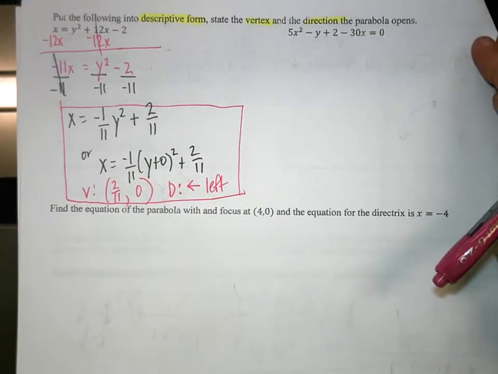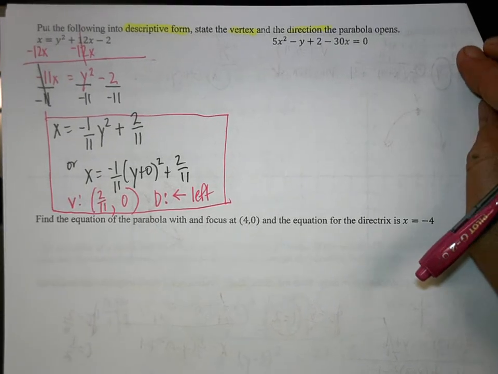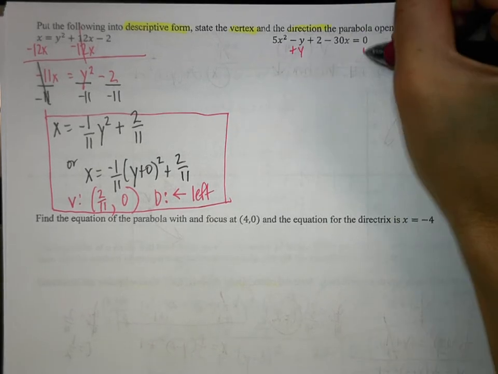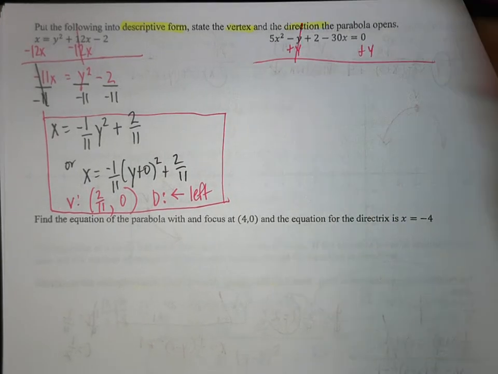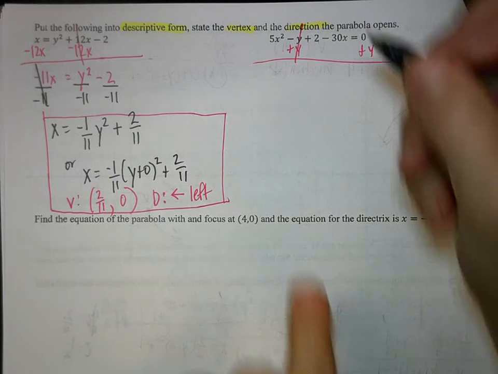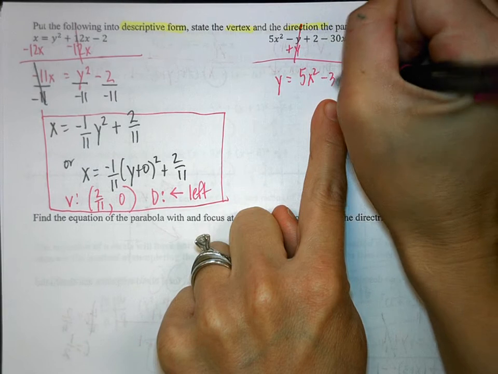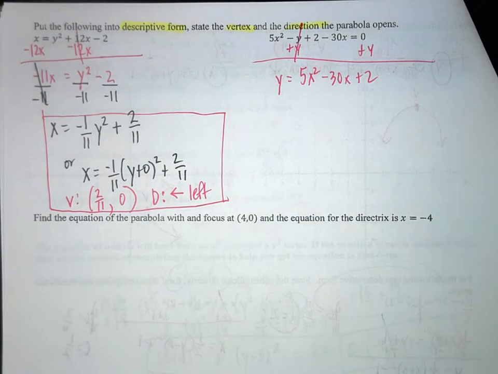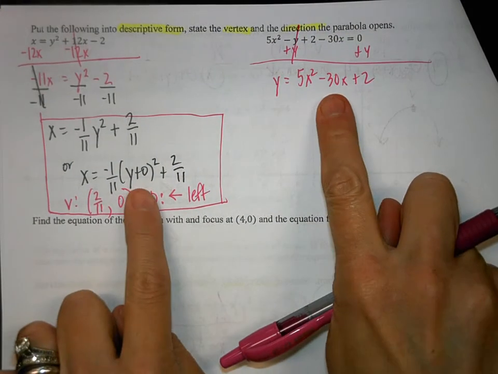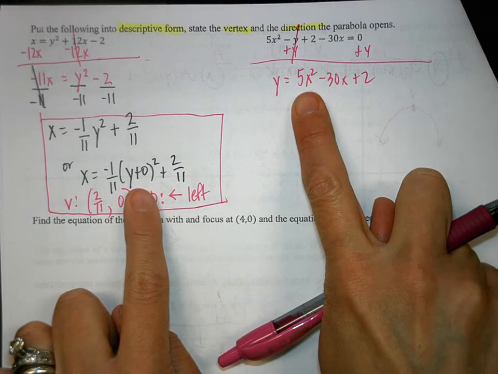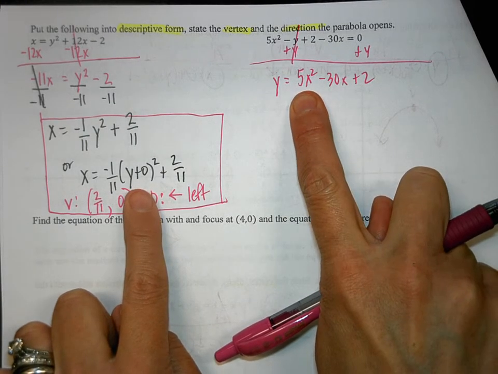Okay. This next one, which variable do we want to get by itself? The y. What would be the easiest way to get y by itself? Add y. Good. So I'm going to add y to both sides, and I'm going to end up flipping this around. So I'm going to write this as y equals 5x squared minus 30x plus 2. Now, we want to complete the square in order to get our vertex. Can we have a coefficient in front of our x squared term when you're completing the square?